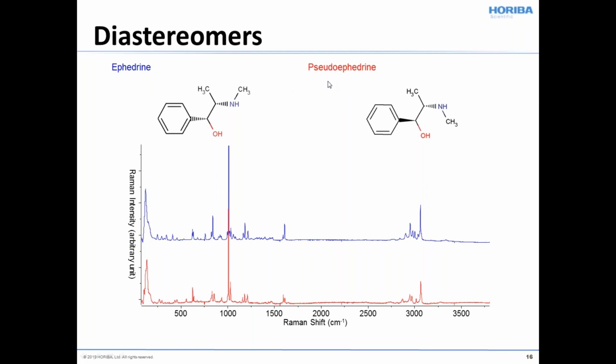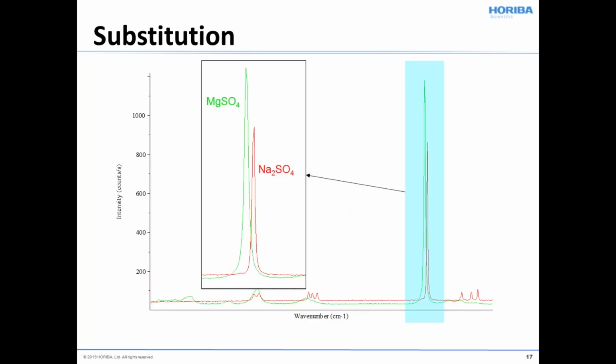So here's ephedrine and pseudoephedrine, diastereomers, differing in how they are oriented in space in these molecules. And you would expect that the spectra would be very similar, and indeed they are. However, they are not identical. And if you look closely at some of these bands, and I'm pointing to some, you can see the differences in the relative intensities. And I'm sure that if we were to blow up these spectra, as we're going to see with polymorphs, we'd see some differences in the peak positions as well.